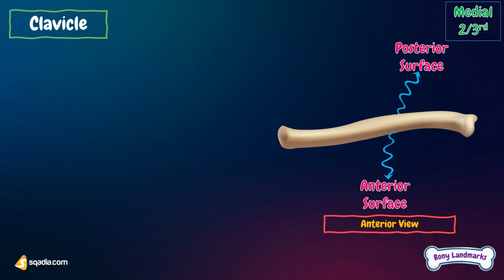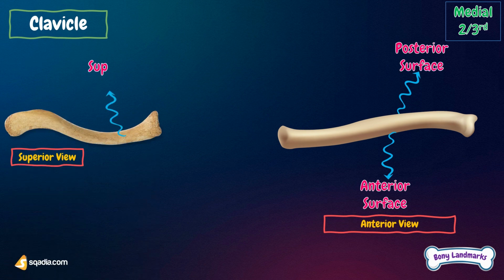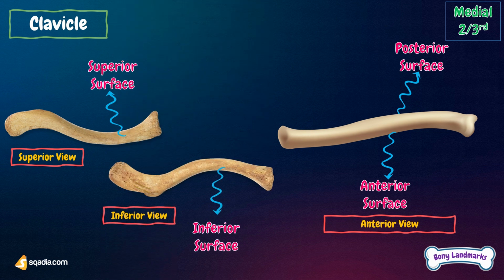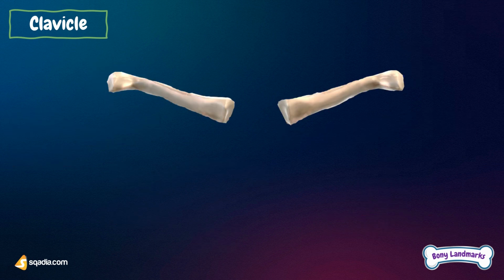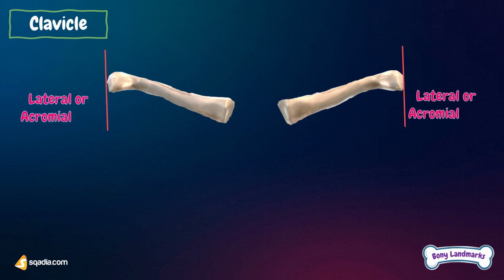The anterior surface is convex forwards. The posterior surface is smooth. The superior surface is rough in its medial part. The inferior surface has a rough oval impression at the medial end. Now that we have talked about the shaft, let's look at the lateral and medial ends.